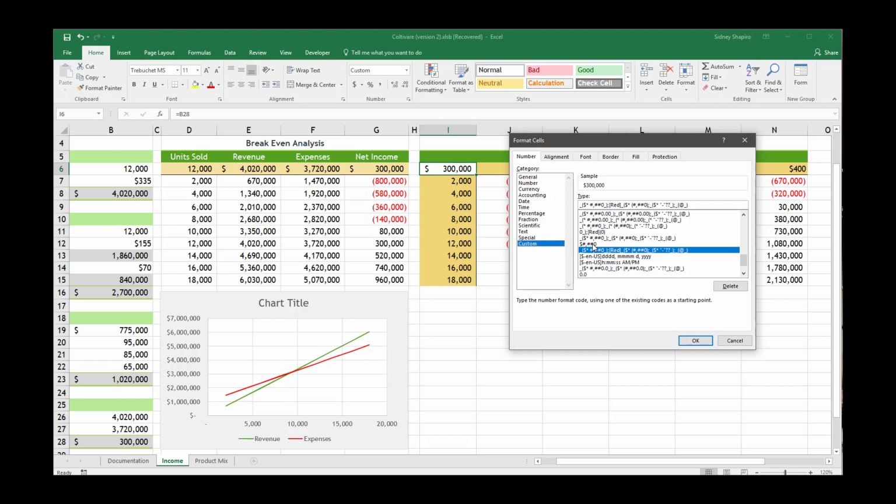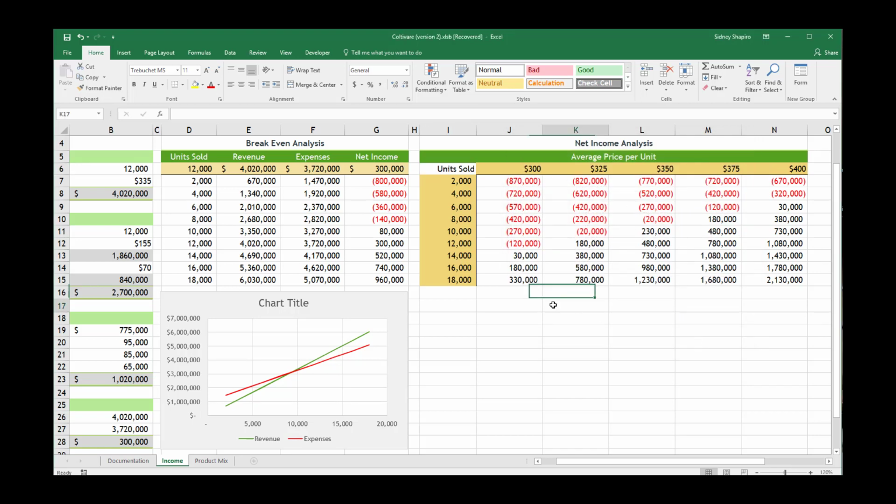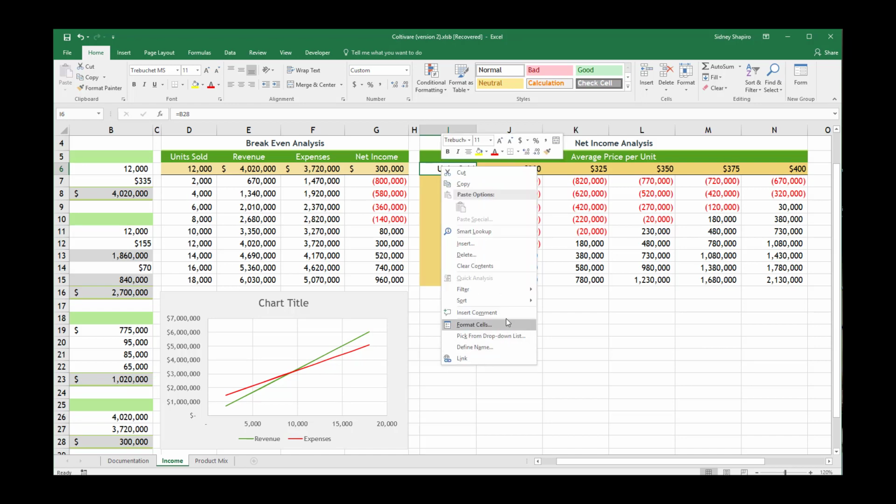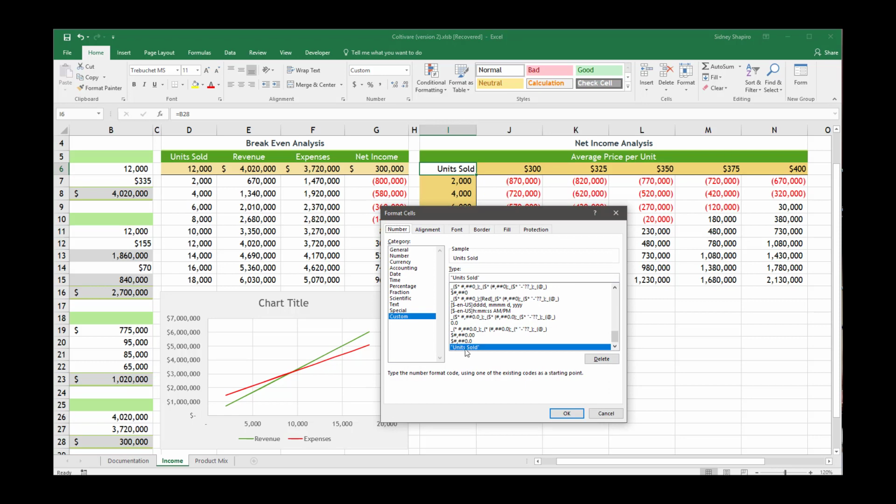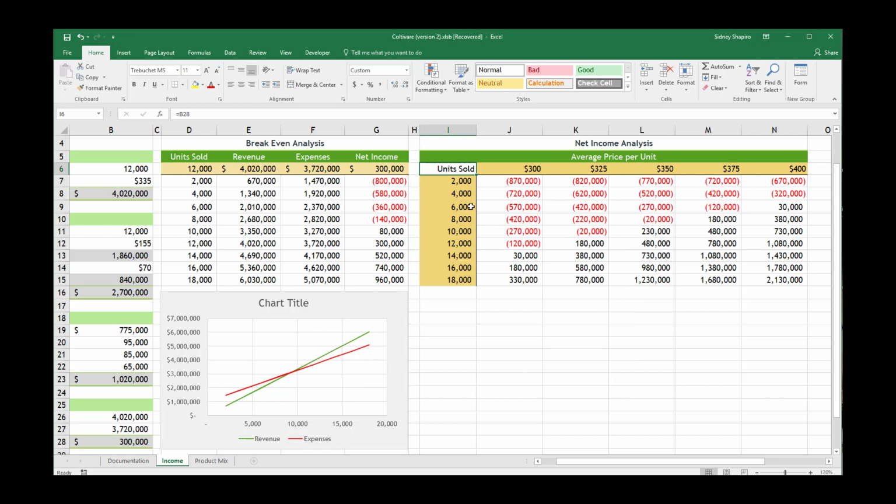In the type box, select any text and type units sold, including quotation marks. There we go. Units sold. And then we press OK. Now it doesn't name the cell, but what it does is create a new type of text which will only display as units sold. So that basically hides the underlying number that's underneath it.